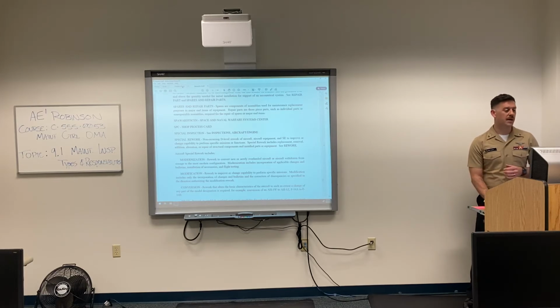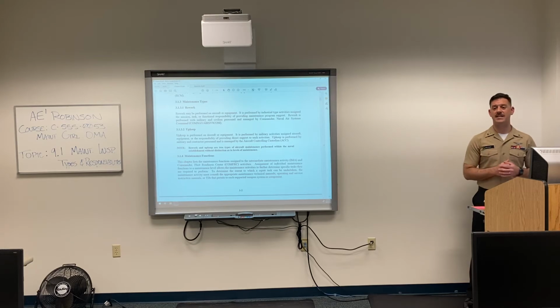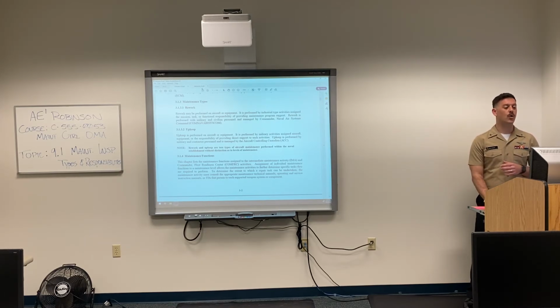Moving back over now to chapter 3, we'll talk about the other basic type of maintenance, upkeep. Upkeep is performed on aircraft or equipment, and it's performed by military activities assigned aircraft. Now we're talking about our O level or the I level activities that support them. Just like with rework, upkeep can be broken down into two categories.